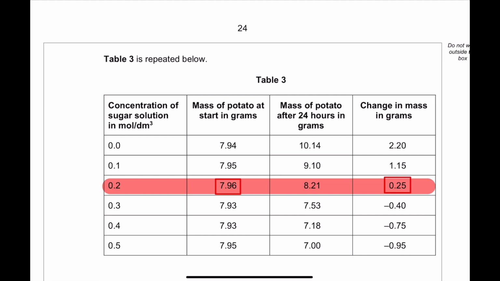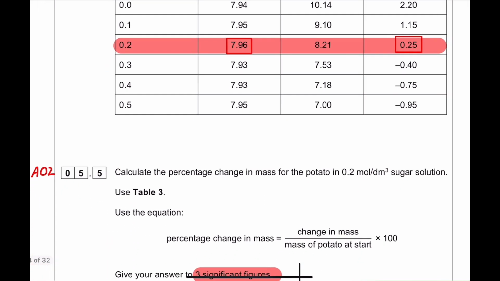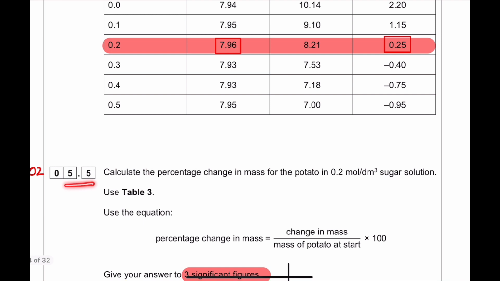Table number 3 is represented below. The concentration is given here and change in mass in gram is given here. If we read the question 5.5, 5.5 is an AO2 question. Calculate the percentage change in mass of potato in 0.2 mole per dm cube sugar solution. Here, use table number 3. Use the given equation.